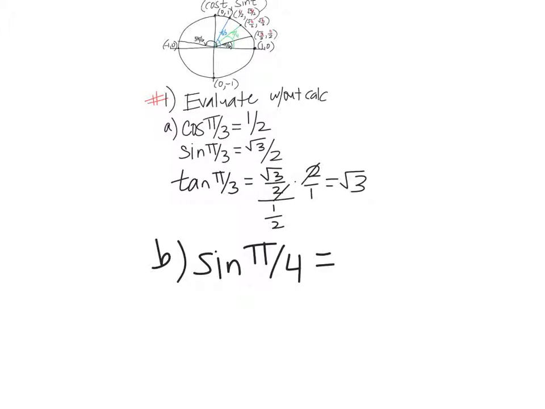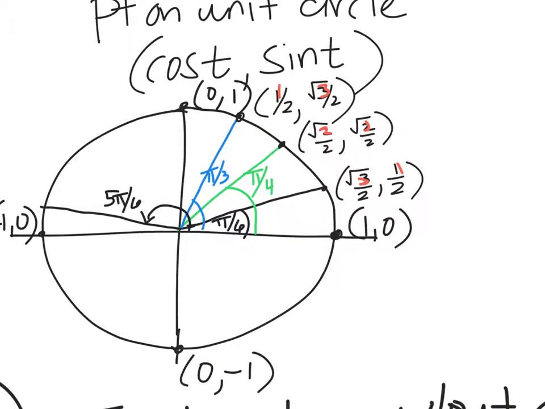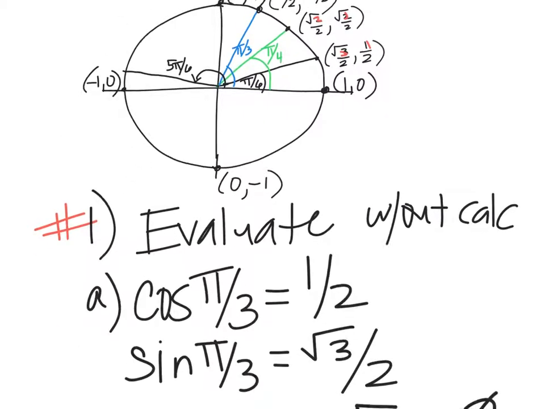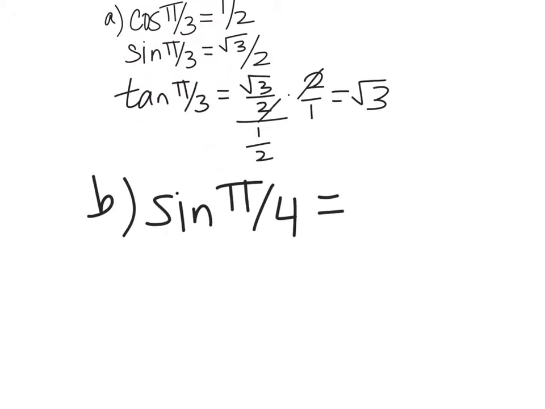Go to the angle pi over 4. Go to the y value, because that's what sine is, and you get what? Rad 2 over 2. And pi over 4 is actually really nice, because at pi over 4, sine and cosine are both the same. So you don't have to worry about mixing them up.